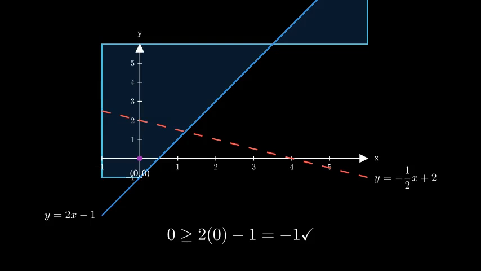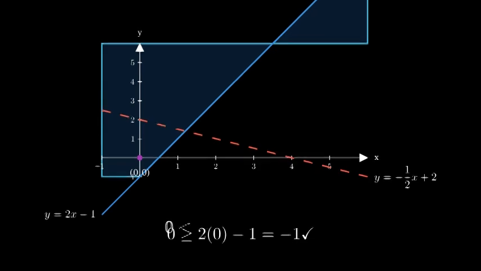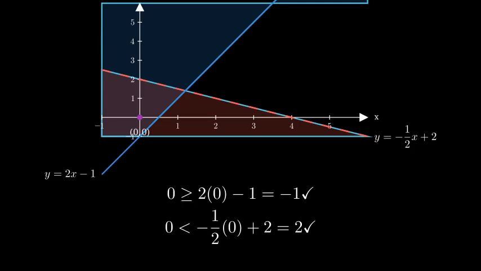For the first inequality, y is greater than or equal to 2x minus 1, let's test the point 0, 0. Is 0 greater than or equal to negative 1? Yes, that's true. So we shade above this line. For the second inequality, y is less than negative 1/2 x plus 2, using the same test point 0, 0. Is 0 less than 2? Yes, that's true. So we shade below this line. Step 3. The solution to the system is the intersection of these two shaded regions, shown here in purple.